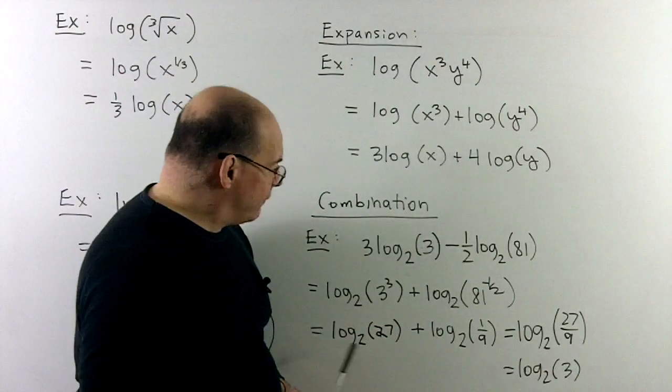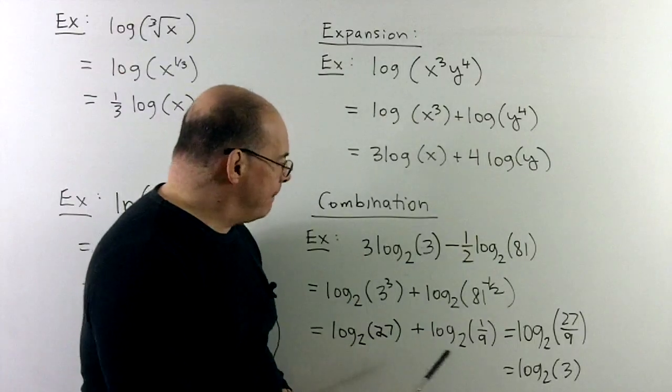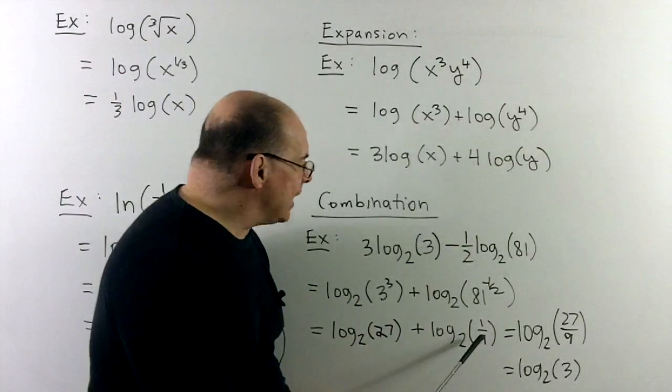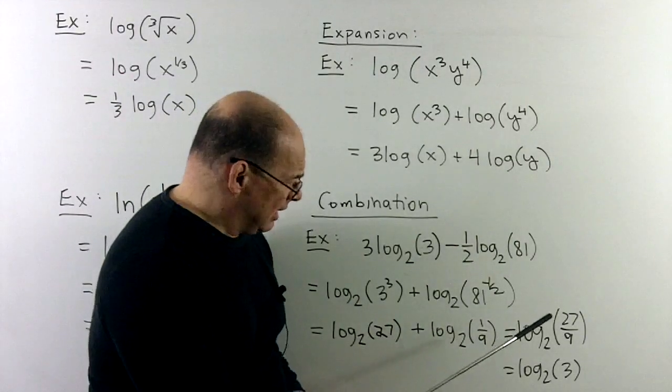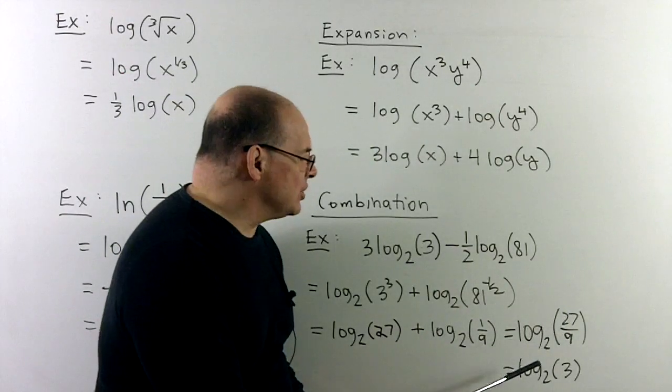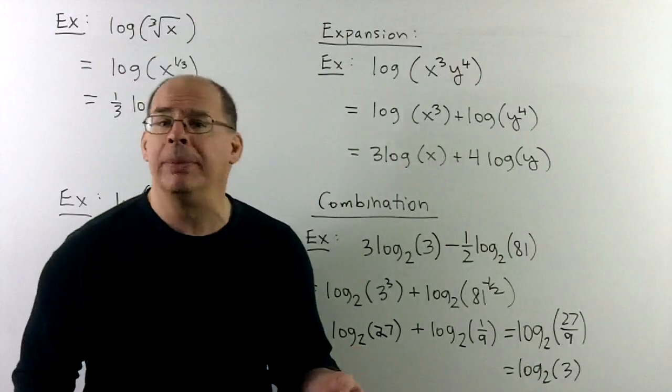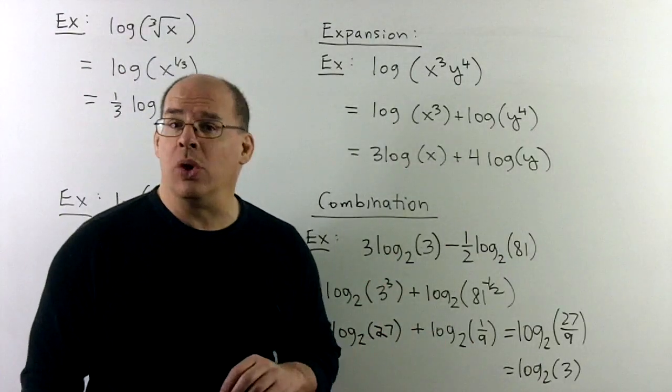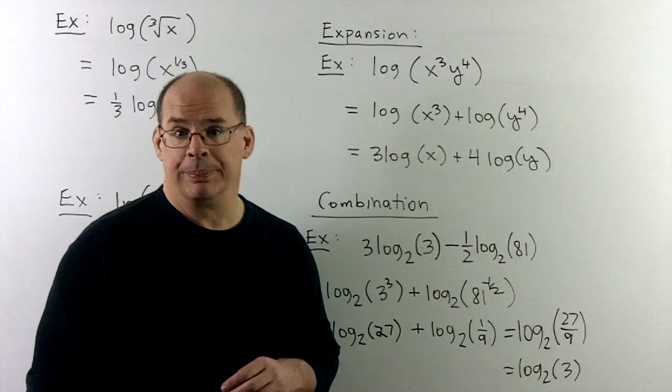Now, nothing in front, plus in the middle, same base, so we can multiply together on the inside to get log base 2 of 27 over 9, and then that's going to just simplify to log base 2 of 3. Then we need the fourth rule if we want to take this to numbers.